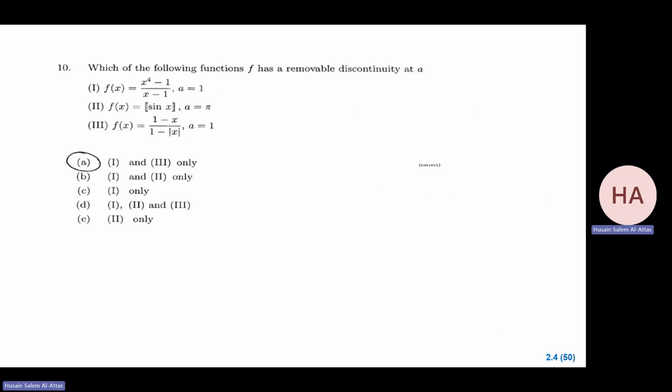Which one of the following functions has a removable discontinuity at a? Yeah, at 1, I have a problem. Very clear. At 1, I have a problem. Yeah, it's not defined at 1. So I need to check what will happen. Does the limit exist or not? To say it's removable or not. Limit as x goes to 1 of f of x. This is the first one.